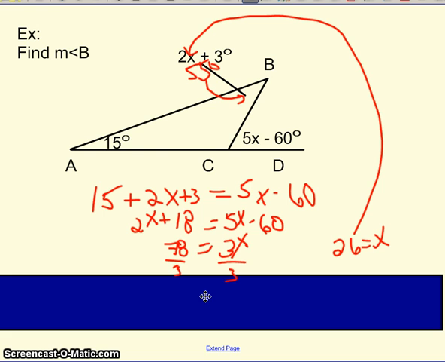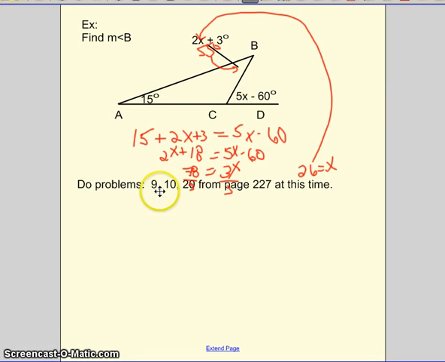Here's the problems for the regular geometry class will be 9, 10, 20.